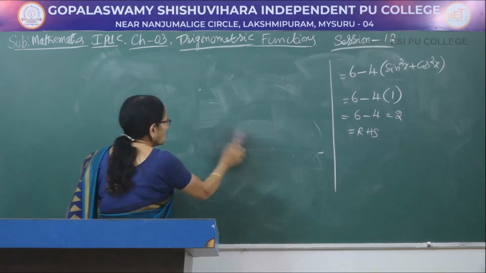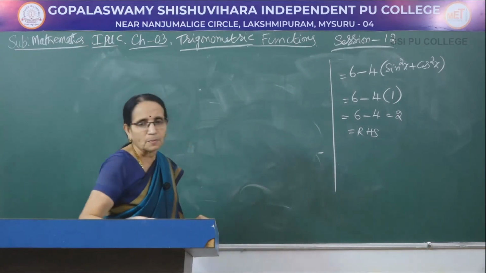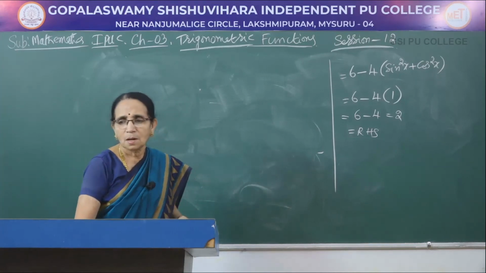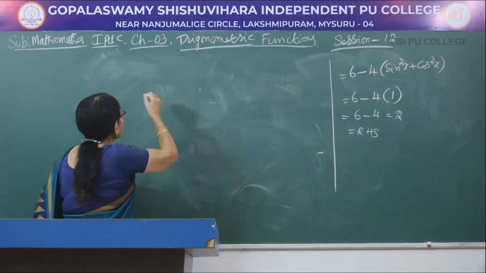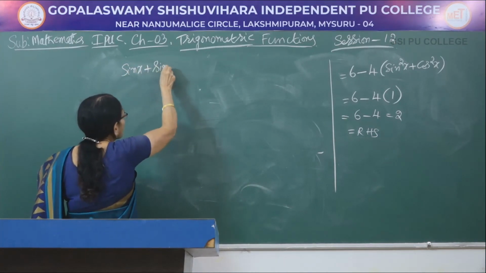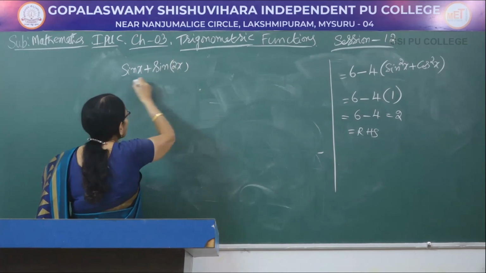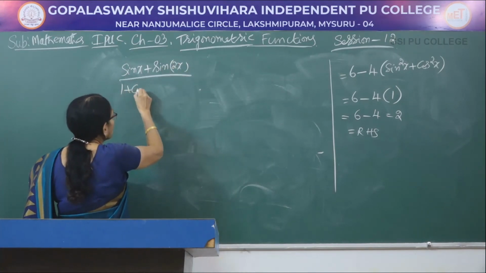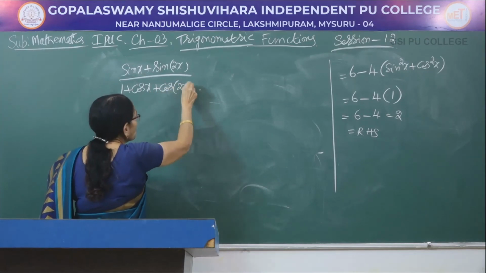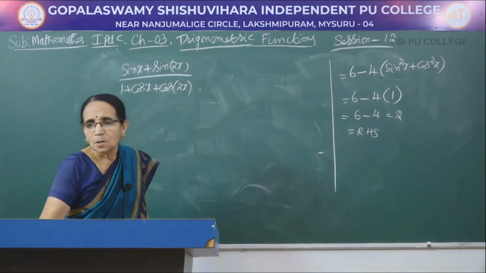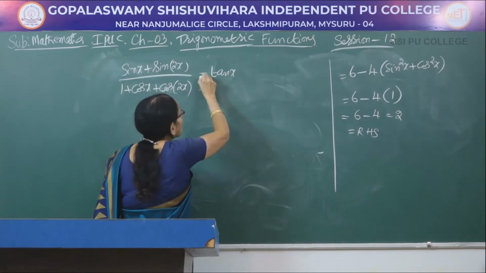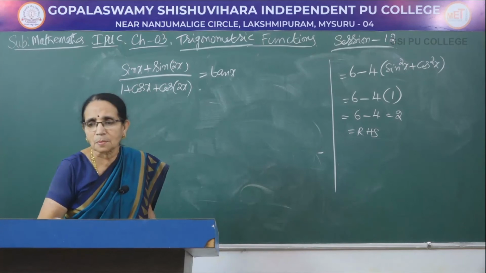Let me move on to the next problem. In the next problem, you have to prove this result: (sin x + sin 2x) divided by (1 + cos x + cos 2x) should be equal to tan x.